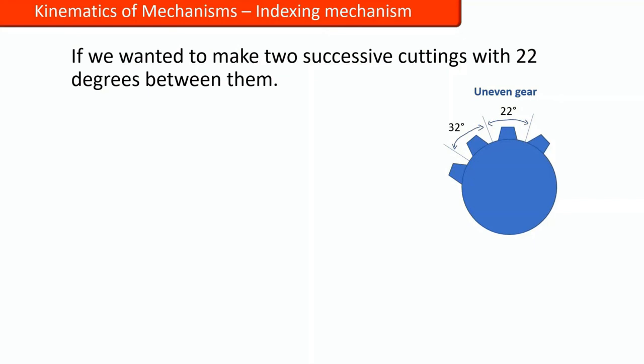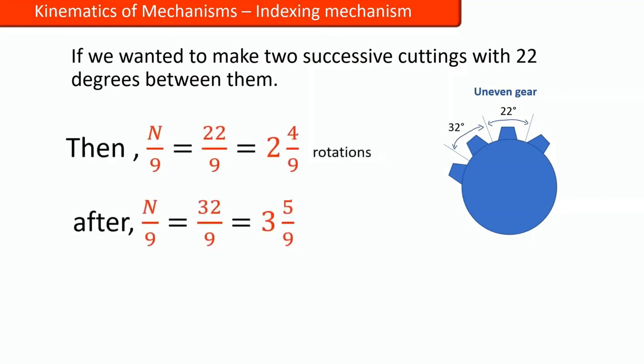As we know, for one rotation of the crank, 9 degrees of the spindle rotates. Using n by 9 as a formula, and we need to rotate 22 degrees, 22 by 9 is equal to 2 4 by 9 rotations. That means we need 22 degrees and one rotation gives 9 degrees. Then how many rotations to get 22 degrees? That simple it is. So we find the number of rotations of the crank to be made. In the 22 degrees case, that is 2 4 by 9, and in the 32 degrees case it is 3 5 by 9.